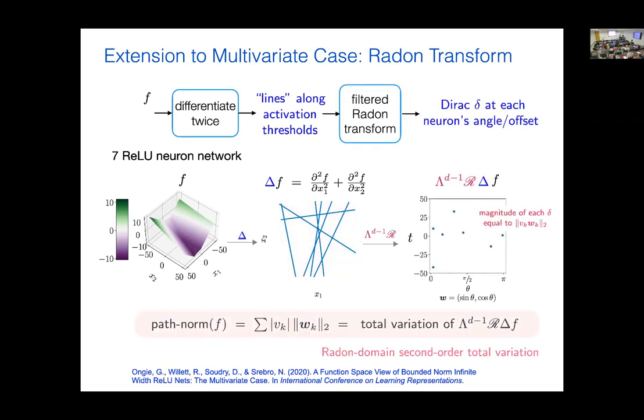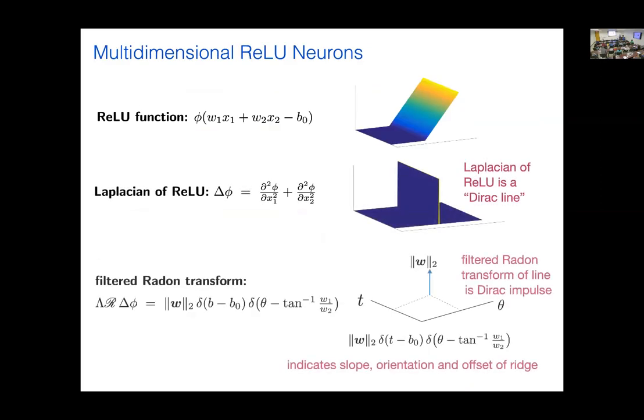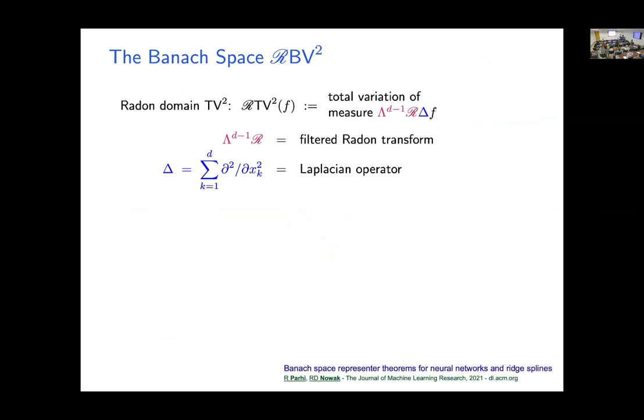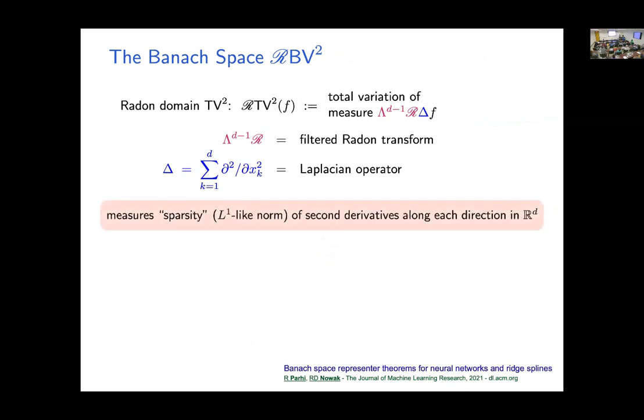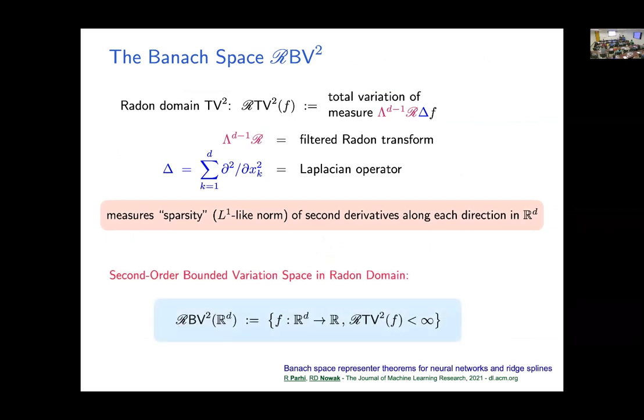Okay, so this picture. What we ended up with is we defined this new boundary space, we call it Radon BV2. We have this notion of Radon domain second order total variation, which is given by what I just described. I told you what the operators are. You could think of this as measuring sparsity of second derivatives, but looking at all different directions in your input domain. And then we can define the space of all the functions that have finite second order total variation.